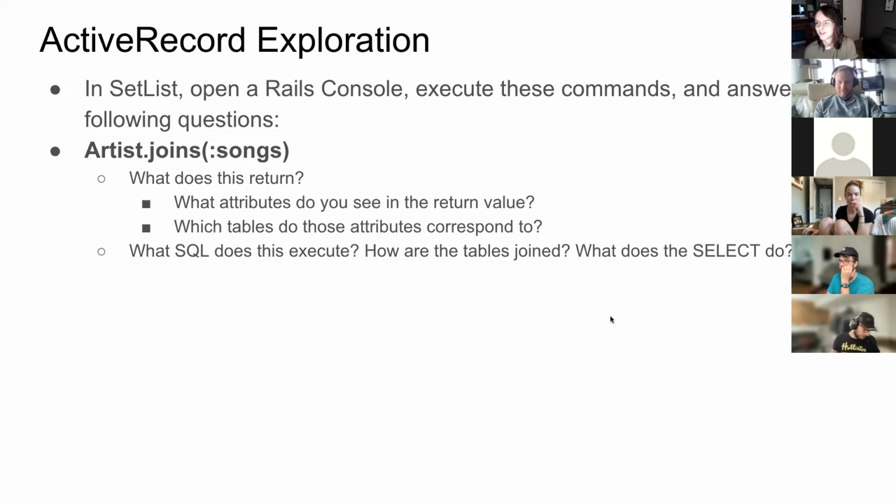So hopefully this was an interesting exploration. I'd like to hear from somebody in, let's just start with room 1. Could somebody tell me when you ran artist join songs, what does it return and how would you describe it according to these questions? I think room 1 was Jacob P, Kim, and Sammy. So if any of y'all would care to share, that would be great.